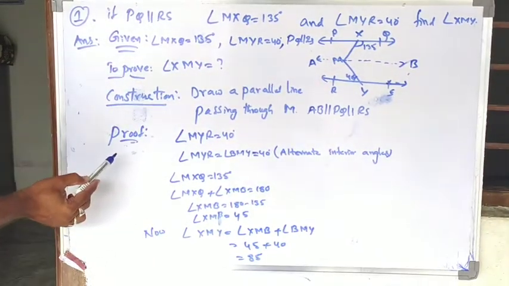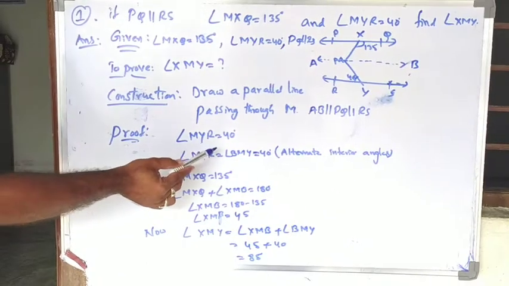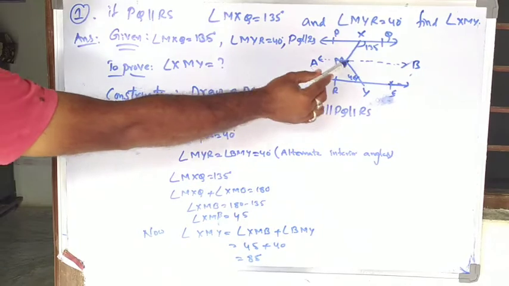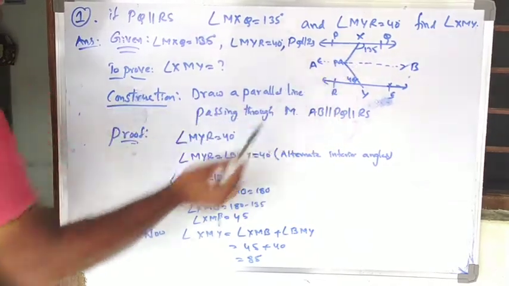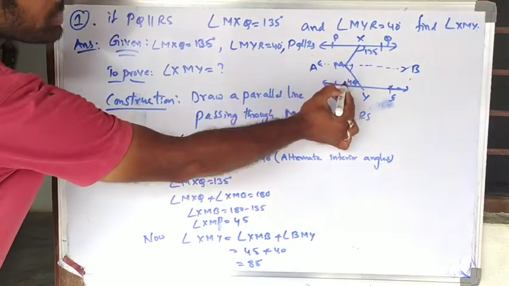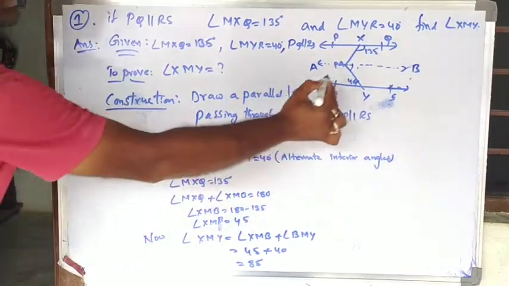In order to prove this, angle MYR is given as 40 degrees, and angle MYR and angle YMB will be equal to 40 degrees. Why? Because these two are alternate interior angles, which are 40 degrees here.